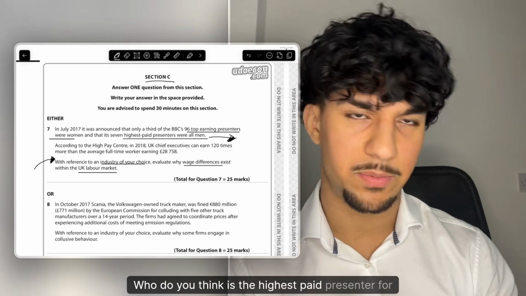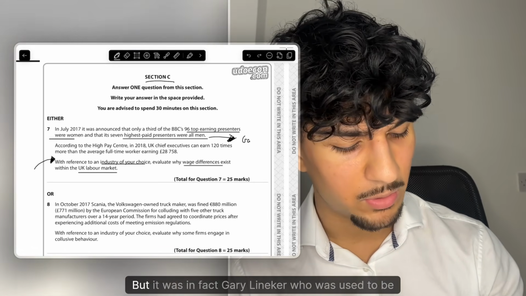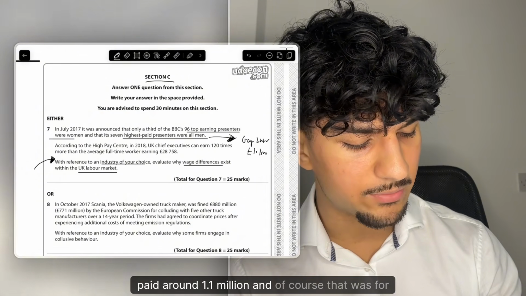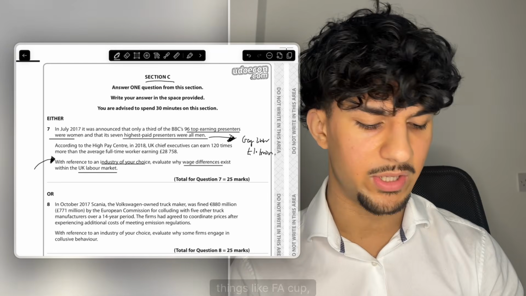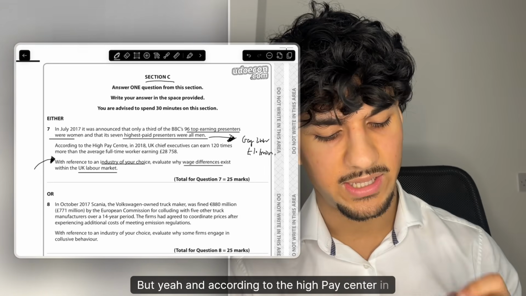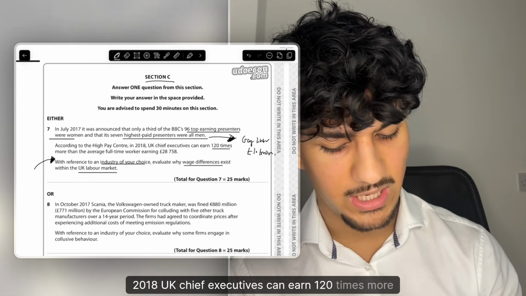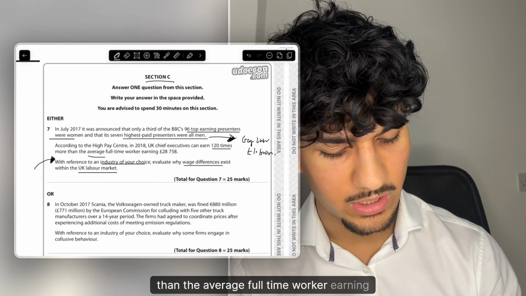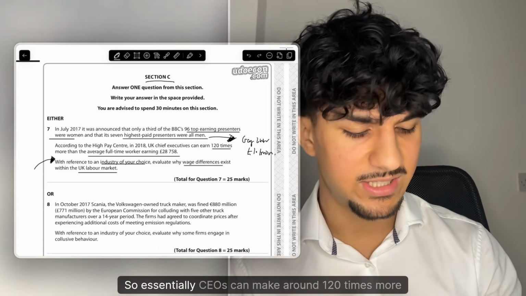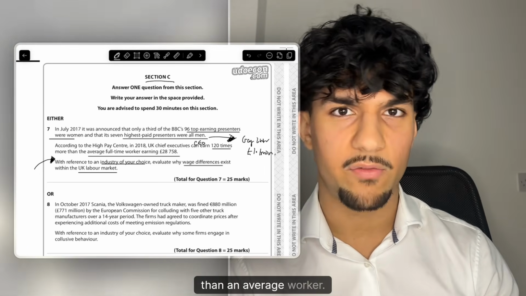Who do you think is the highest paid presenter for the BBC? It was, in fact, well, he's not anymore because he doesn't work for them, but it was, in fact, Gary Lineker, who used to be paid around 1.1 million, and of course, that was for Match of the Day, things like FA Cup commentating. But yeah, and according to the High Pay Centre, in 2018, UK chief executives can earn 120 times more than the average full-time worker, earning £28,758. So essentially, CEOs can make around 120 times more than an average worker.